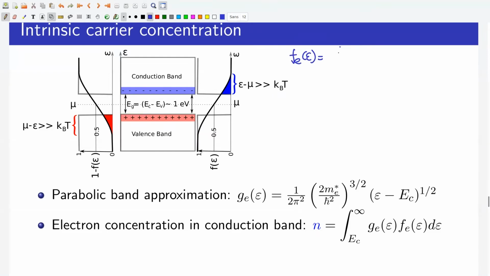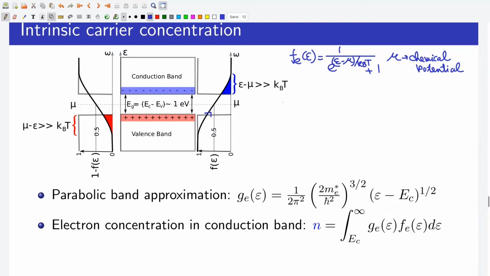This is equal to 1 divided by exponential E minus mu divided by kBT plus 1, where mu is the chemical potential, kB is the Boltzmann constant, and T is the temperature. This black thick line shows the Fermi-Dirac distribution at finite temperature. How do we find the location of mu?